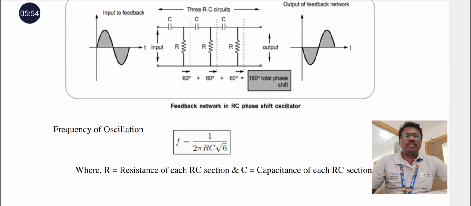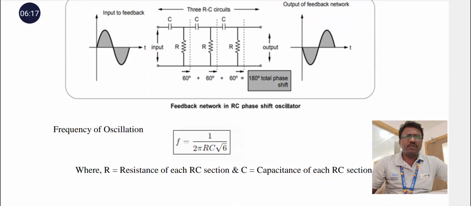Frequency of oscillation is given by f is equal to 1 by 2 pi RC root 6, where R is the resistance of the RC section and C is the capacitance of the RC section. So kindly note the key points.